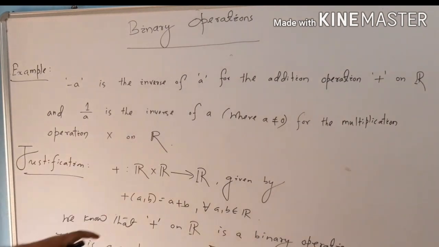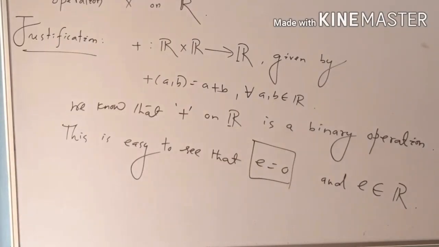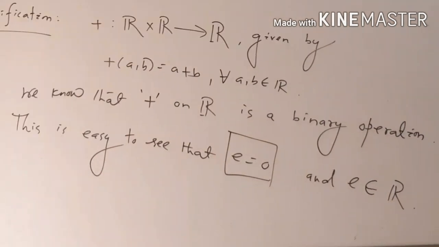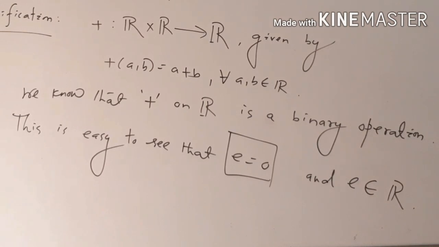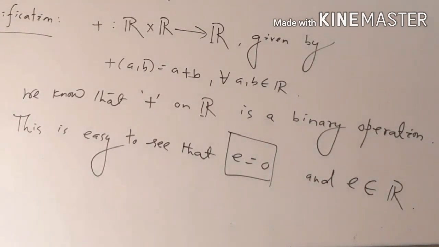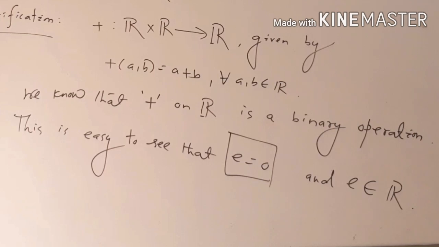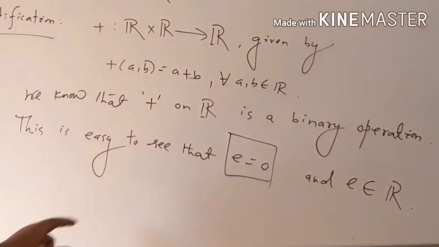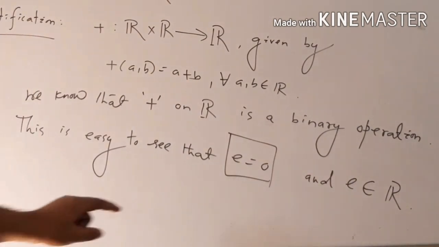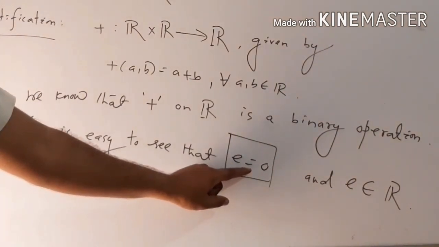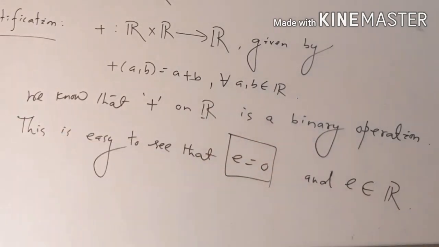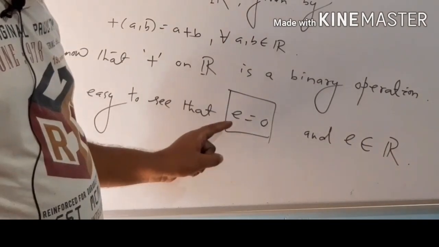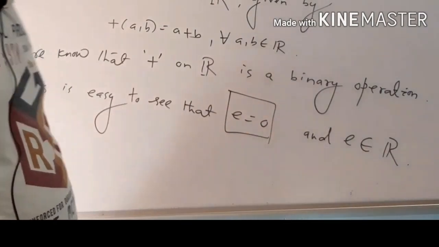on R. Justification: I am discussing first the addition operation. So the addition operation is defined from R cross R to R given by addition of A comma B equal to A plus B for all A, B belongs to R, and we know that addition operation on R is a binary operation, and also we have seen that its identity element is 0 with respect to addition operation, and this 0 is equal to E, and this E belongs to R.